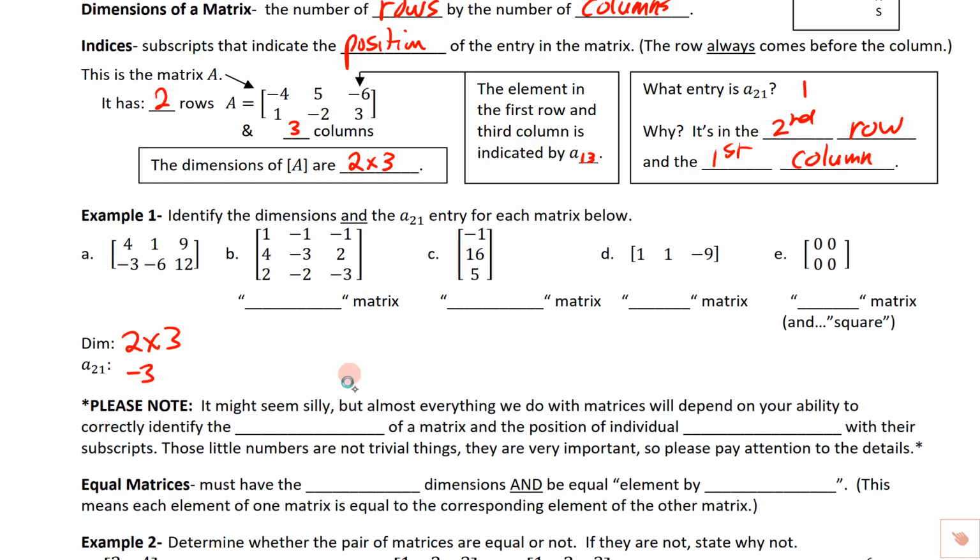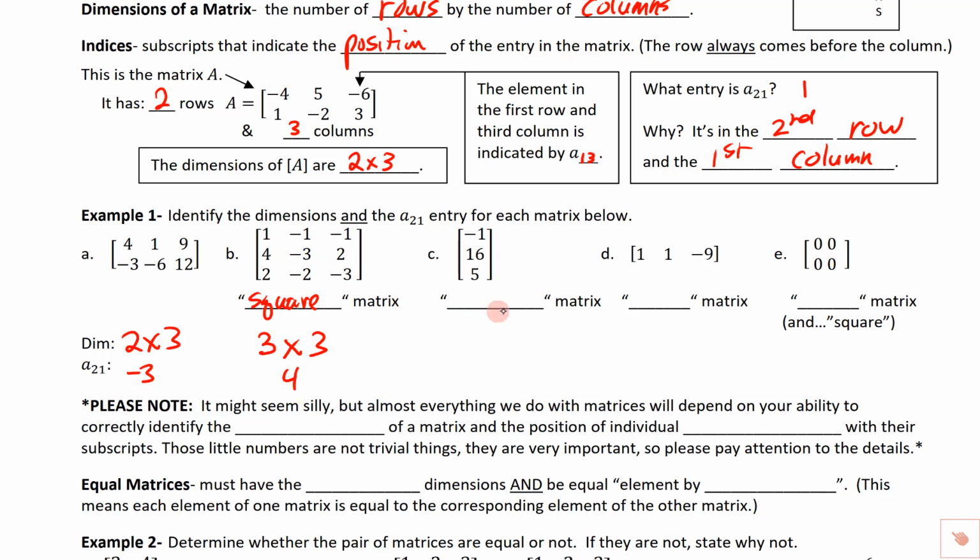So on the next one here, we've got 3 rows and 3 columns, so 3 by 3. And because it has the same number of rows as it does columns, we call this a square matrix. Now let's find the A21 entry. Again, the A21 entry is going to be in the second row, first column. So this is the second row right here, first column right here. So that's going to be a 4.